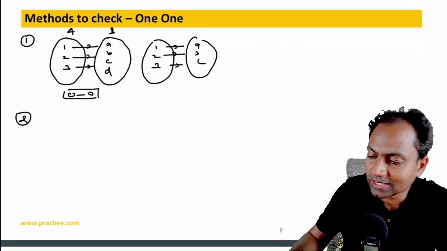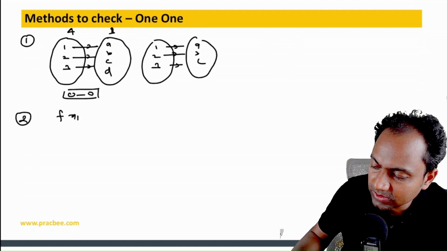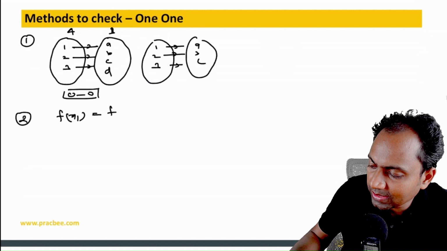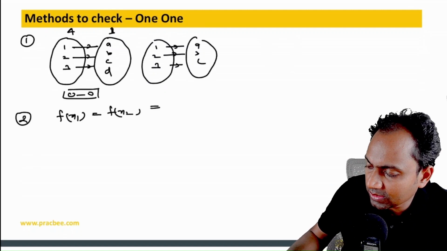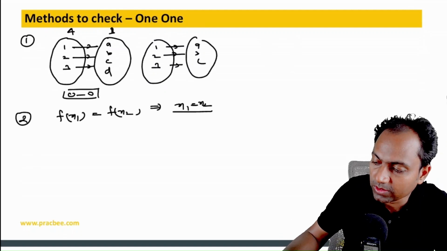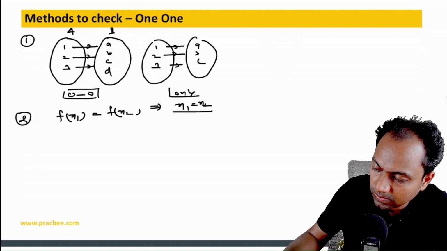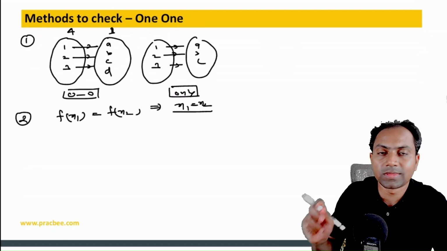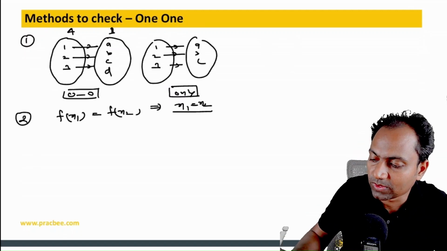If I move towards the next technique, what we are saying is, if a relationship is given, then if I write it in this manner and solve, I should only get x1 is equal to x2. Only is the important thing. So this would mean, again, the function is one-one.